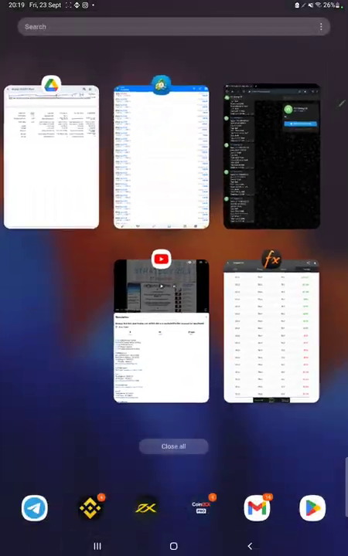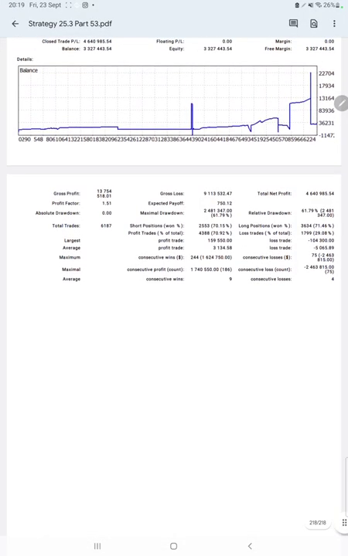The next thing is the trading account statistics from the statement. So here is a graph, constantly it is growing. The profit factor is 1.51. Total number of trades is 6187. Expected payoff is 750.